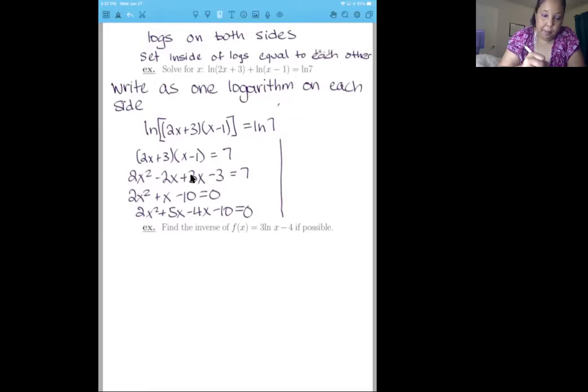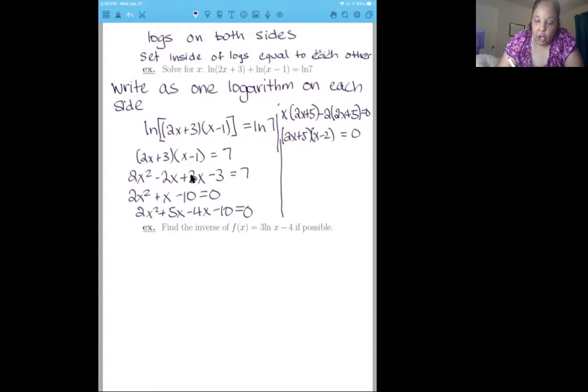Let's retry that. First one, I can factor out an x, and I'm left with 2x plus 5. The second one, I can factor out a -2, and I'm left with 2x plus 5. So I factor out a 2x plus 5, and I'm left with an x minus 2. So I get 2x plus 5 equals 0, and x minus 2 equals 0. So x equals -5/2, and x equals 2.